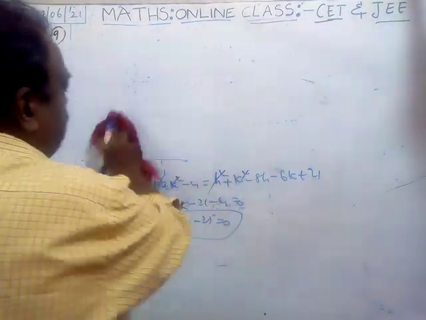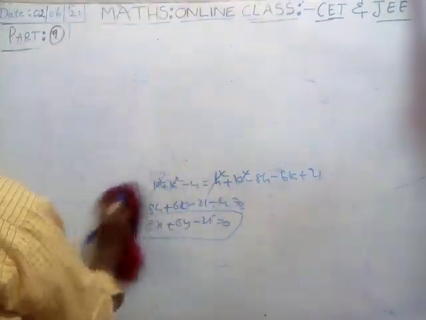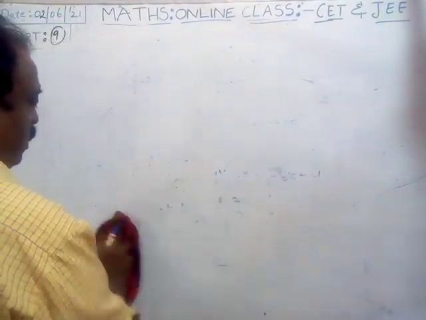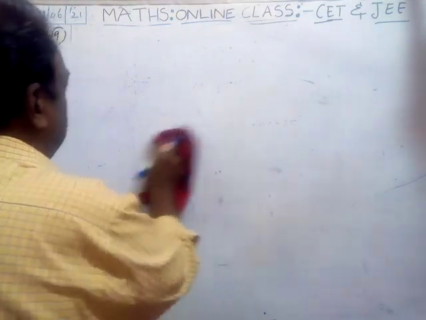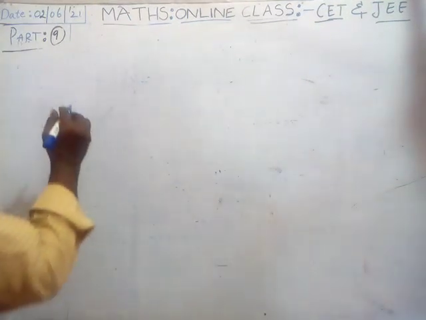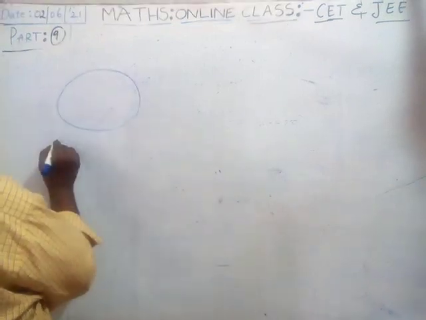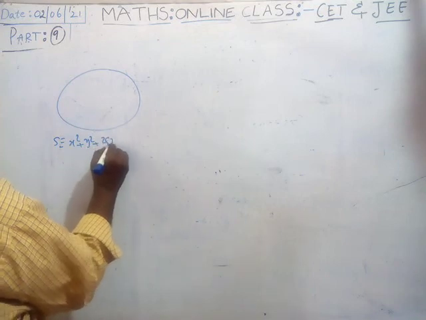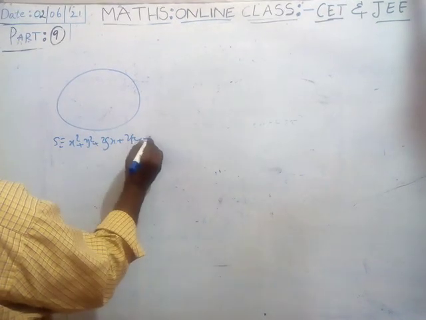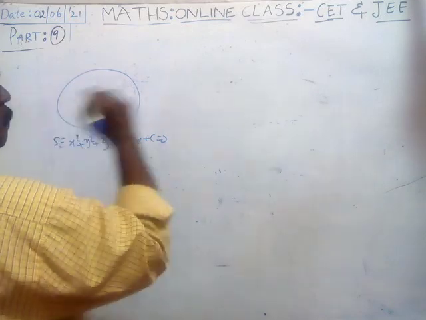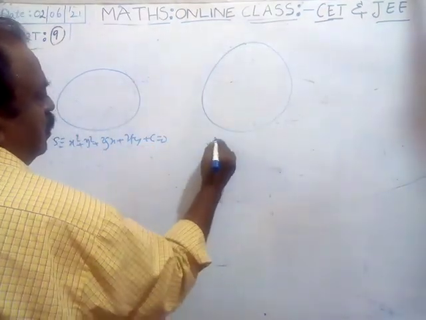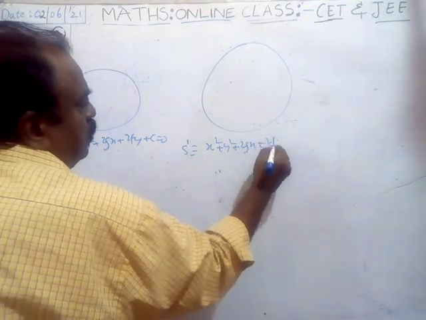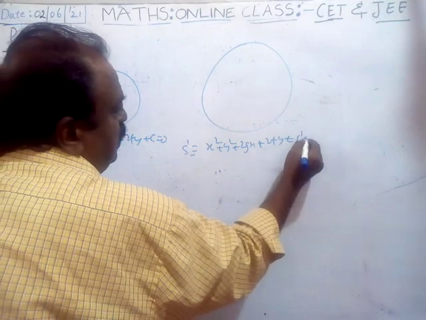We have to find the length of a tangent from a point which is on one given circle to another circle. You see, it is a circle, say S: x square plus y square plus 2gx plus 2fy plus c is equal to 0. And another circle we assume is S dash: x square plus y square plus 2gx plus 2fy plus c dash is given.